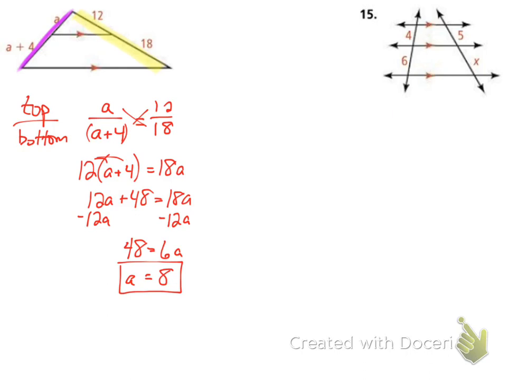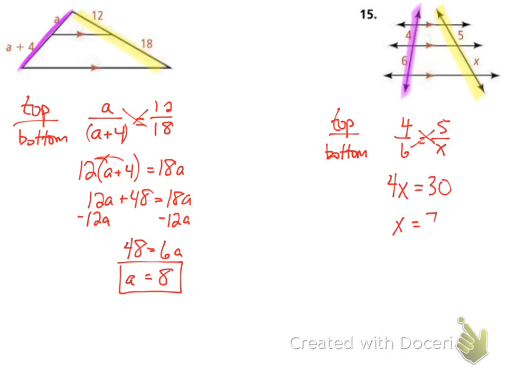Then the last one on the top right, again, same thing. Three parallel lines cutting proportionally, so I can write my proportion as top over bottom. 4 over 6 is equal to 5 over x. Get 4x is equal to 30, so x is equal to 7.5.